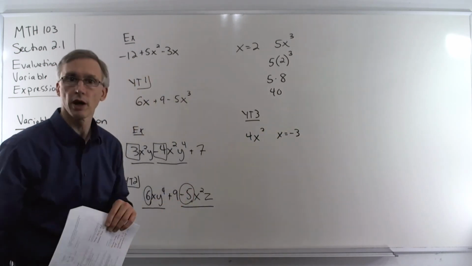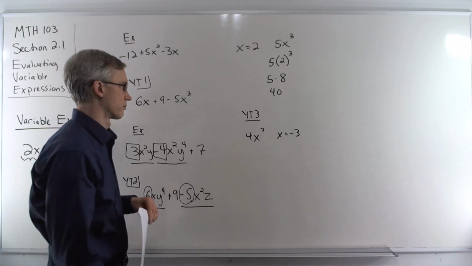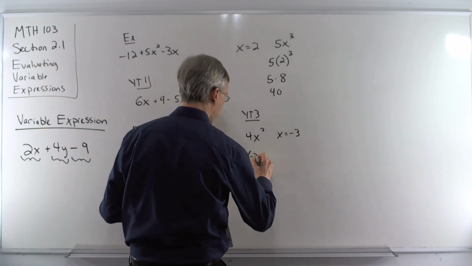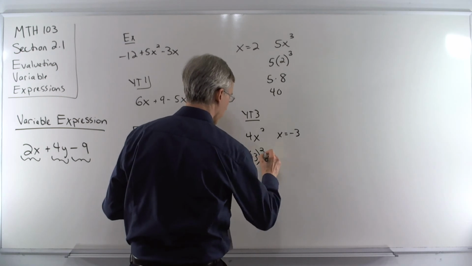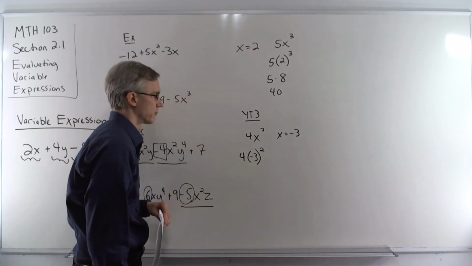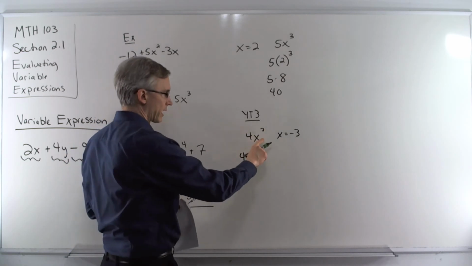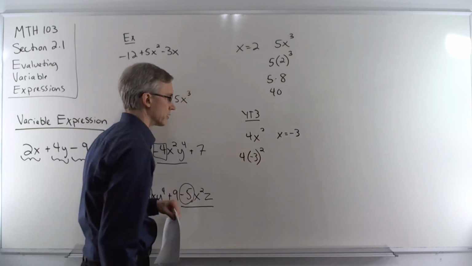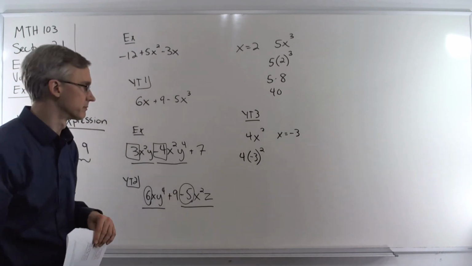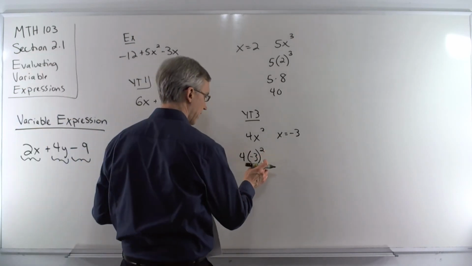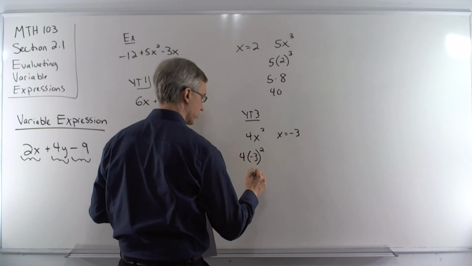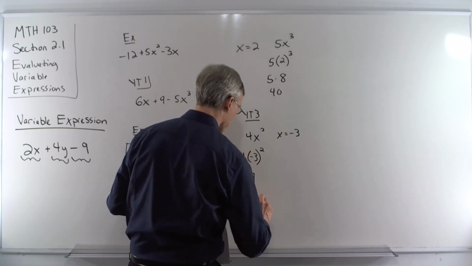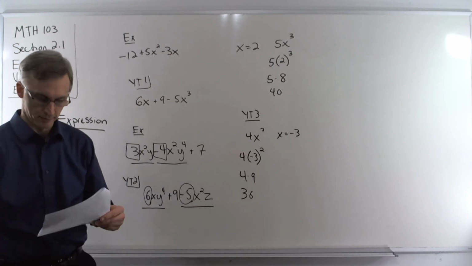So we got 4x squared when x equals negative 3. So it's especially important when we have negative values to put them in parentheses. Because we're squaring x, that means we have to square the entire thing, negative 3. So negative 3 has to go inside the parentheses. When we square that, negative times negative is a positive, so this turns into positive 9. So we get 4 times 9, multiply them together, 36.